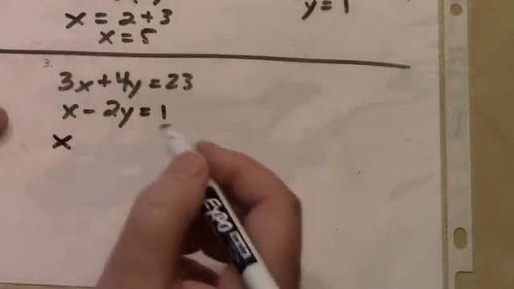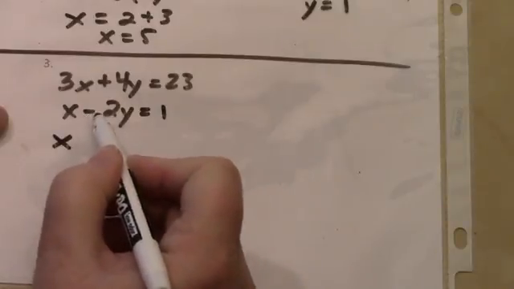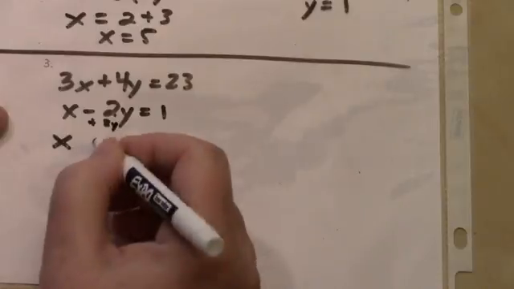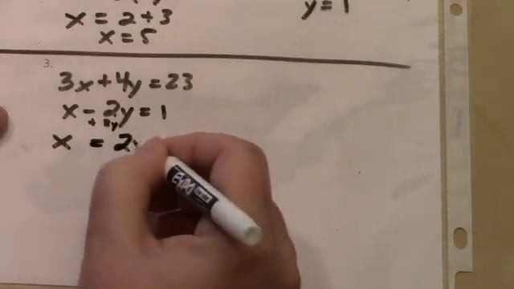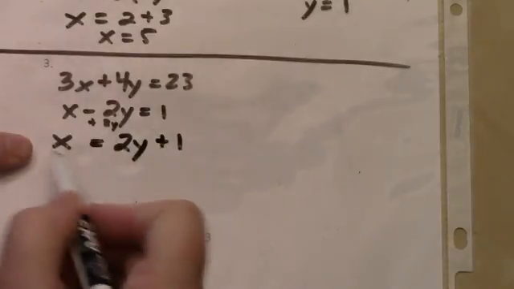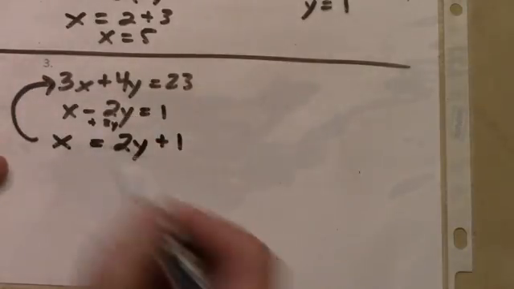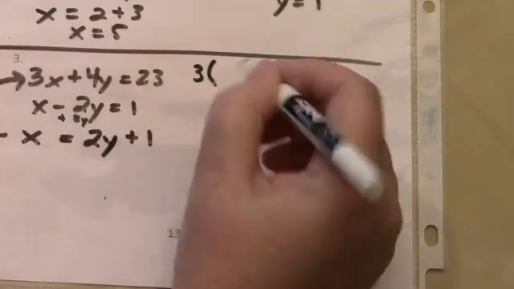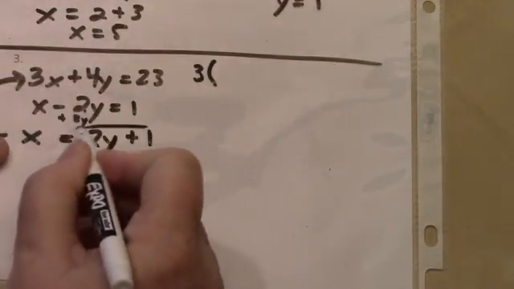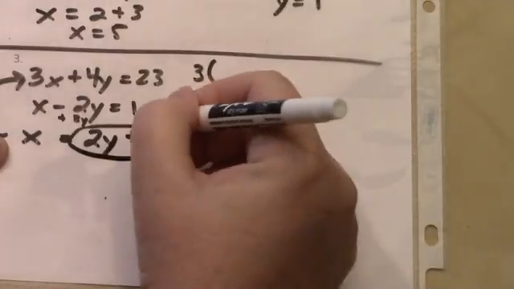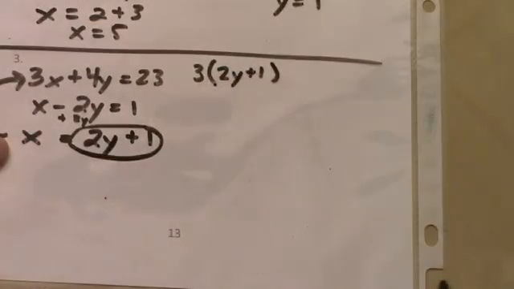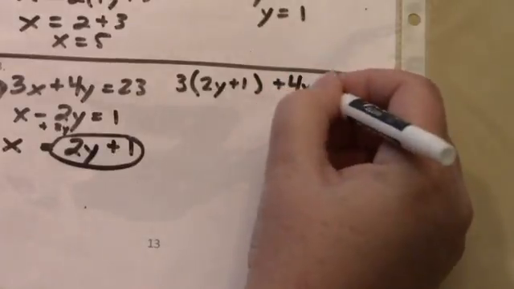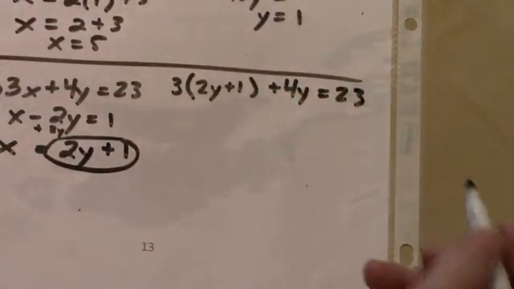So we're going to say that x, and how would I move that? If this is a negative 2y, I'm going to add 2y to both sides, which gives me x equals 2y plus 1. Now I have it set up to substitute into this equation. So I had to do a little pre-step before I could do my substituting. Now we're ready to solve this. So here we go. 3x, but now instead of x, I know what x is. x is 2y plus 1. So I'm going to put that in here. I'm going to finish my equation here. Plus 4y equals 23.